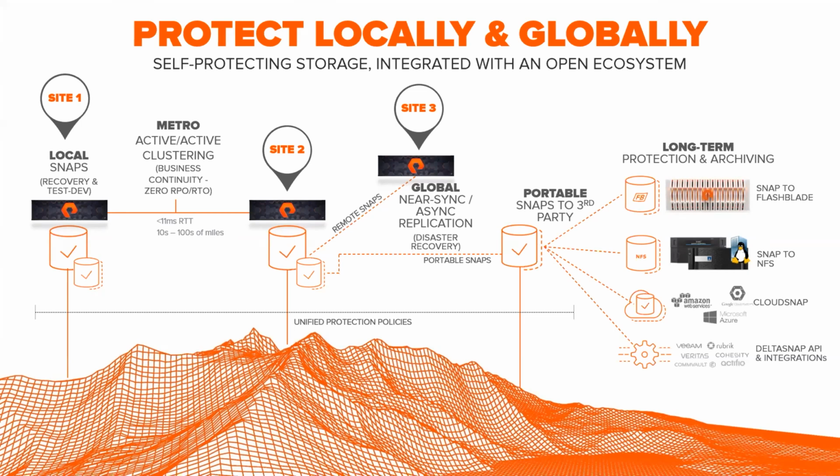What's interesting about Amazon is that you can choose two different stores. There is an S3, which is fairly cheap, and you can also choose S3 infrequent access. So if you are sure that you will not touch your data for at least 30 days, you can choose even cheaper storage in a public cloud. So that's a full protection landscape from Pure.